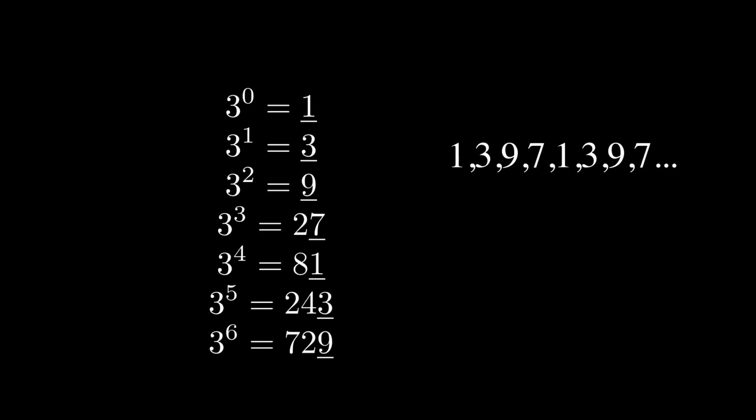Well, every fourth exponent is going to be 7. So the 84th exponent will also be 7 because it's divisible by 4. And 85 is just one exponent later. So the units digit of 3 to the power of 85 is going to be the same as the units digit of 3 to the power of 1, which is 3.